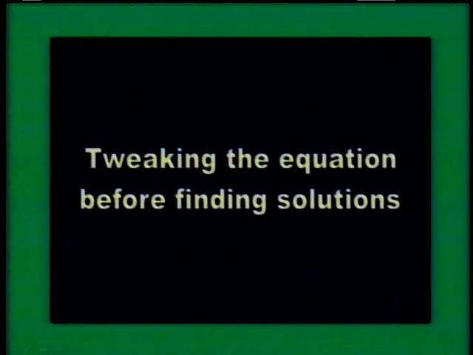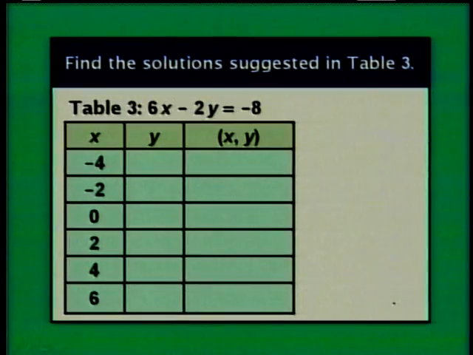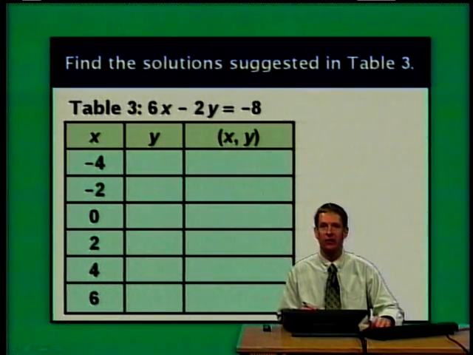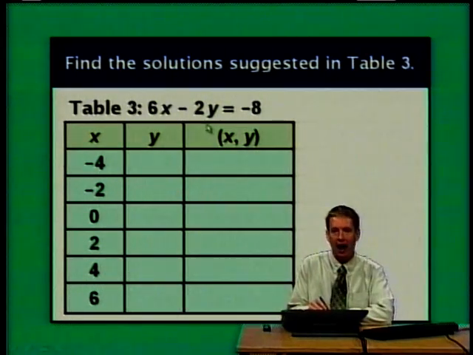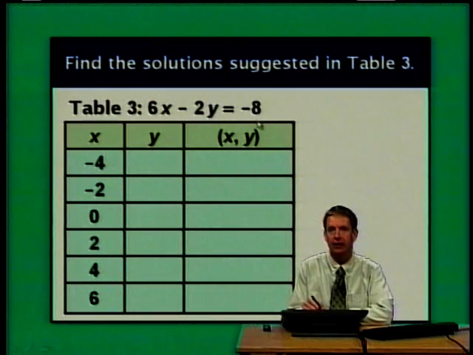A few more examples so I can talk about some ways that you might tweak an equation before finding solutions. Let's find the solution suggested in this table. So we have the equation 6x minus 2y equals negative 8, and we want to find 6 values of y that correspond to 6 given values of x.